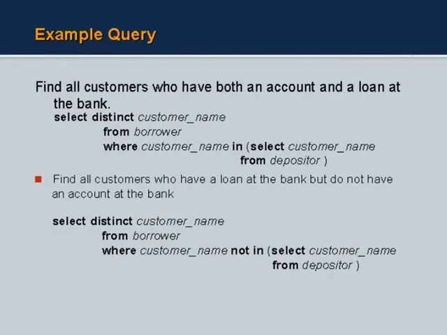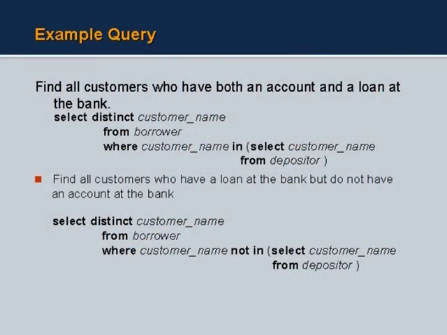So here's a query. Find all customers who have both an account and a loan at the bank. We saw how to do this before, right? For both an account and a loan, an intersection. Okay, so that is one way of doing it.